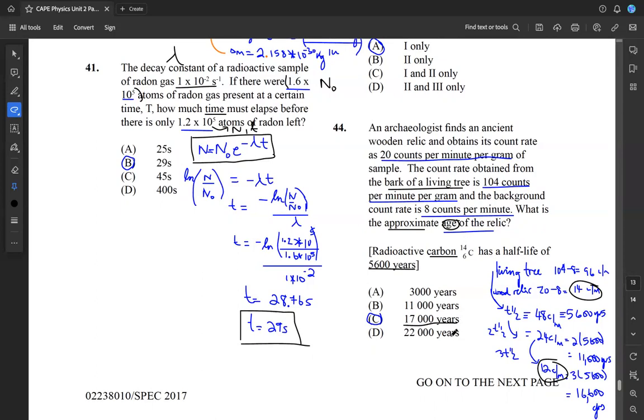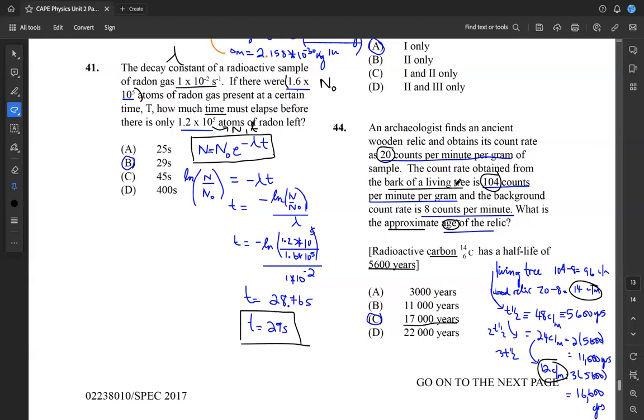Right? I know that's a lot of math, but really and truly at the end of the day, what you have to realize is, okay, what is the definition of a half-life? The half-life is how long it takes for the count rate or the mass of the sample or the activity to decrease to half of its initial value. We have a count rate of 20 for the wooden relic, and we have a count rate of 100 for the living tree. So we can say, okay, let me find out at what year, given this, the half-life is 5,600 years for the living tree.